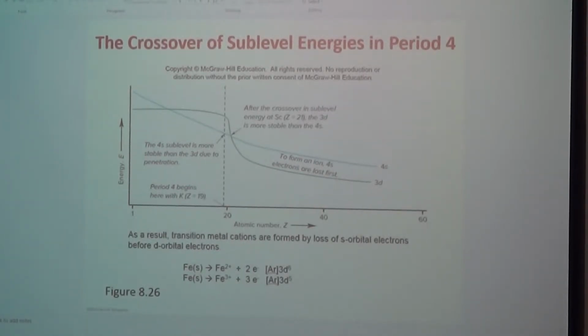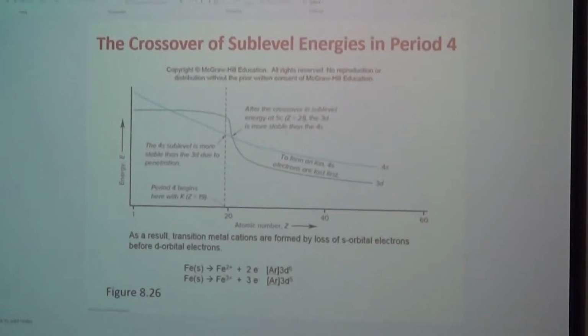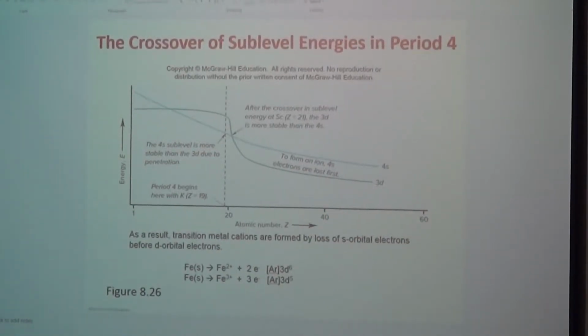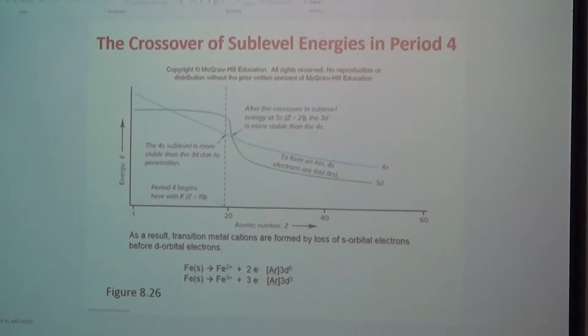So when we look at the electron configuration of iron 2 plus, we don't take those electrons from the d orbitals, but rather we take them from the s orbitals. So for transition metals, when you form ions, the first electron comes from an s orbital, the second one comes from an s orbital, and the third one comes from a d orbital.